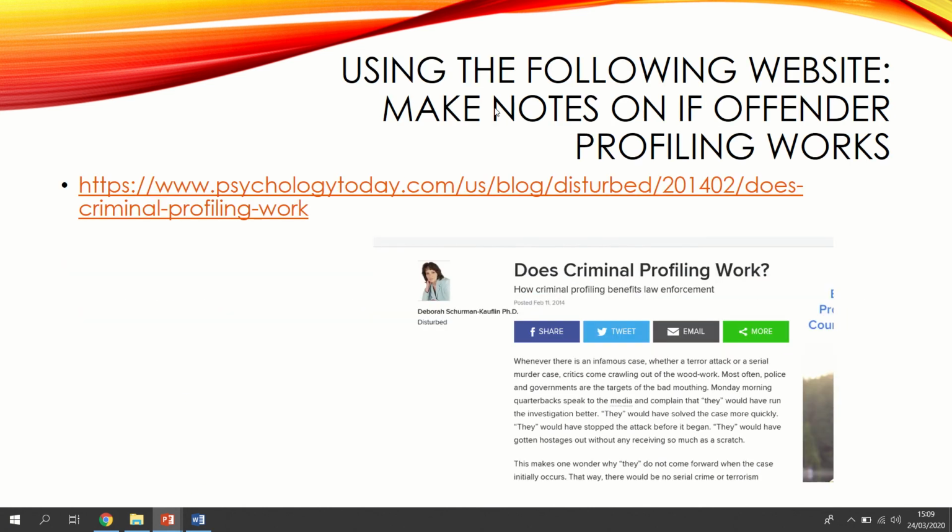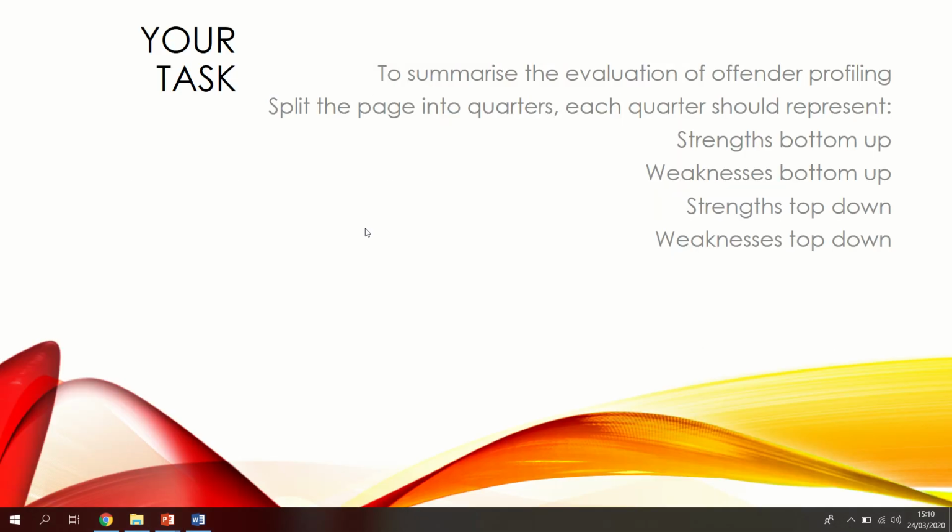Okay, so now if you could move to page, I think it's 81, we're going to look at limitations of offender profiling. Now, limitations of offender profiling, we've got things like basically the weaknesses of offender profiling. I'd like you to go onto this website and put a few notes on whether or not you think offender profiling works. So the effectiveness, really. And then, guys, this is your task.